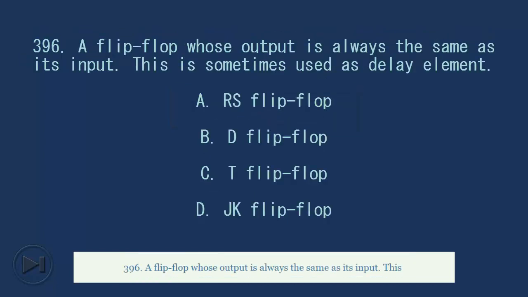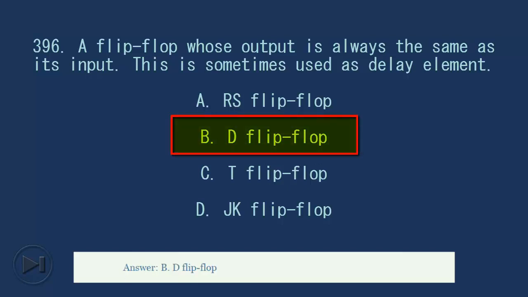396. A flip-flop whose output is always the same as its input. This is sometimes used as delay element. A. RS flip-flop. B. D flip-flop. C. T flip-flop. D. JK flip-flop. Answer: B. D flip-flop.